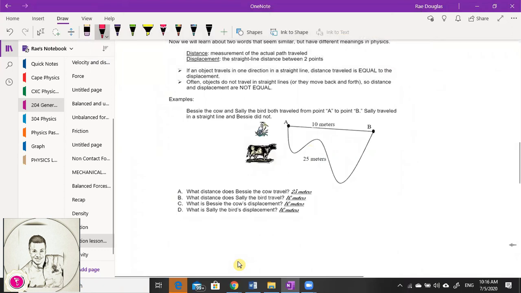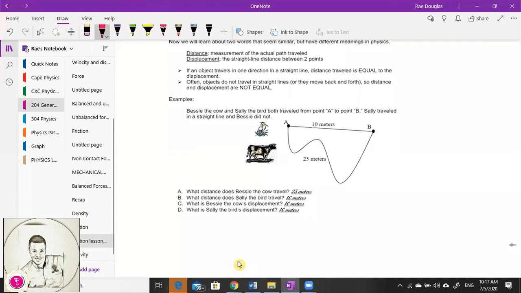Distance, measurement of the actual path traveled. Displacement, the straight line distance between 2 points. If an object travels in one direction in a straight line, distance traveled is equal to the displacement. Often, objects do not travel in straight lines, or they move back and forth, so distance and displacement are not equal. Examples: Bessie the cow and Sally the bird both traveled from point A to point B. Sally traveled in a straight line and Bessie did not.